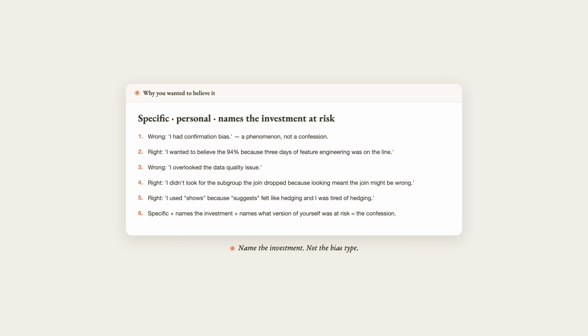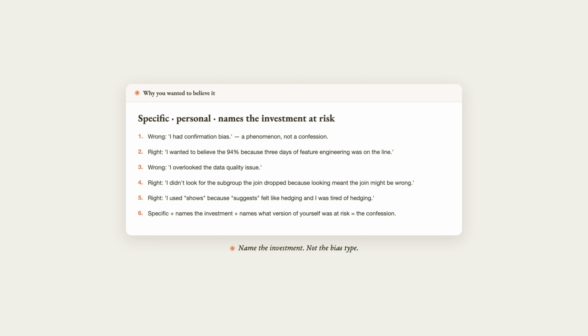Another example: it does not look like "I overlooked the data quality issue." It looks like "I wanted to believe the dataset was balanced because I had checked the class distribution and the counts looked roughly even. I had not checked for the subgroup the join silently removed, and looking for it would have required admitting that the join might have been wrong." Another: "I wanted to believe that 'shows' was the right verb because 'suggests' felt like hedging, and I had been hedging the whole semester and I was tired of it."